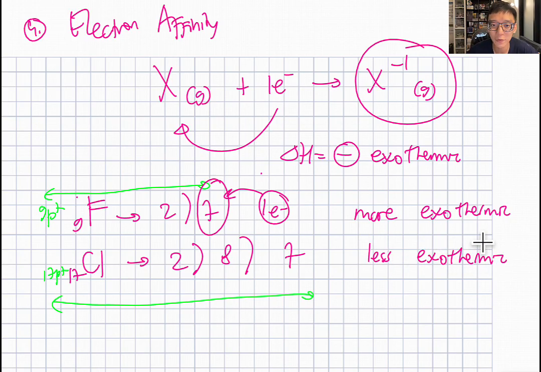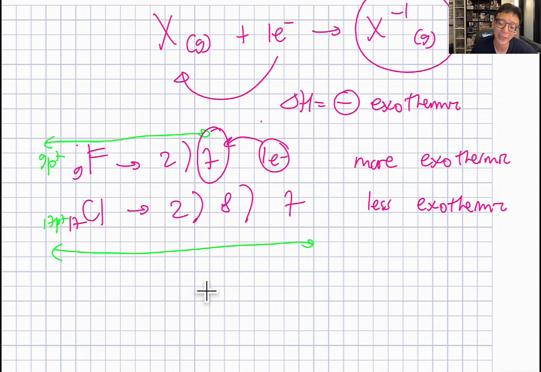So the general trend for electron affinity is that if you go from left to right, it will be more exothermic. And if you go from up to down, it will be less exothermic. Okay, so up to down being less exothermic means that down to up is more exothermic. So this is more exothermic.